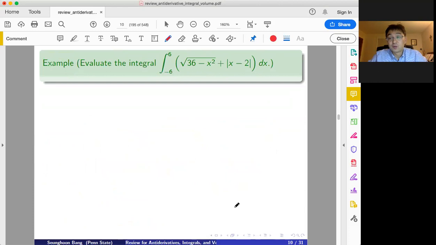We cannot use an integration formula. So what's the best way? We can use, oh yeah, the antiderivative. So here, what is the antiderivative of the square root of 36 minus x squared? We don't have it. What about an antiderivative of the absolute value of x minus 2? Not easy. So in this case, how can you solve it? We have to use the geometric method.